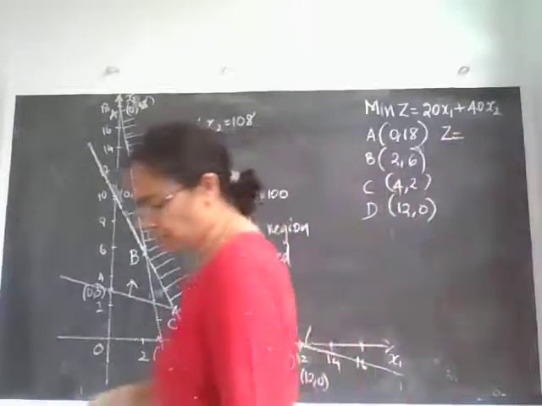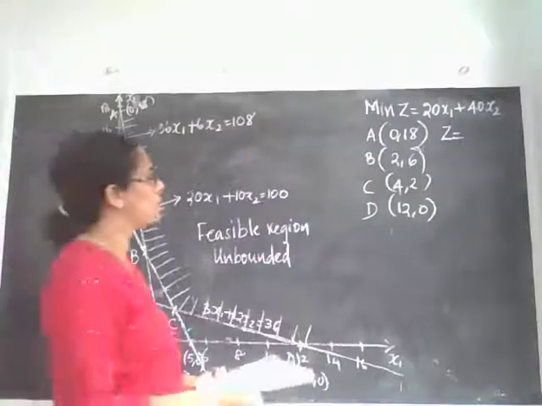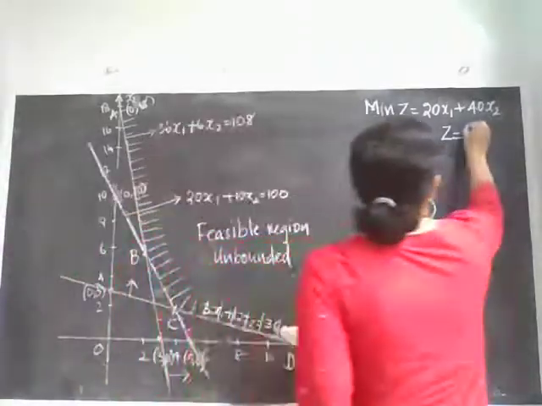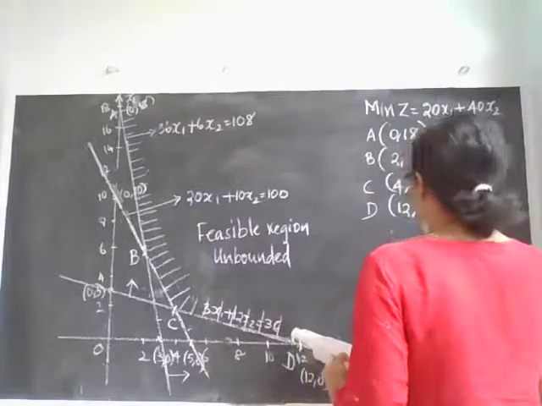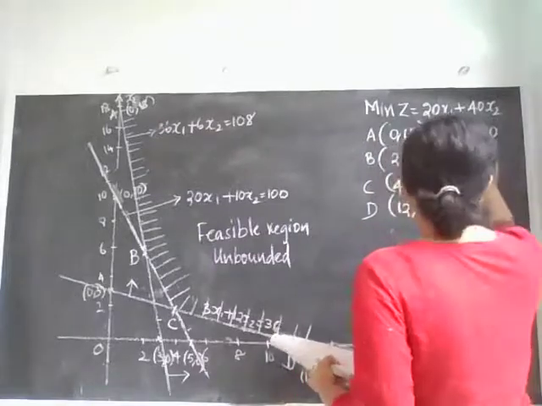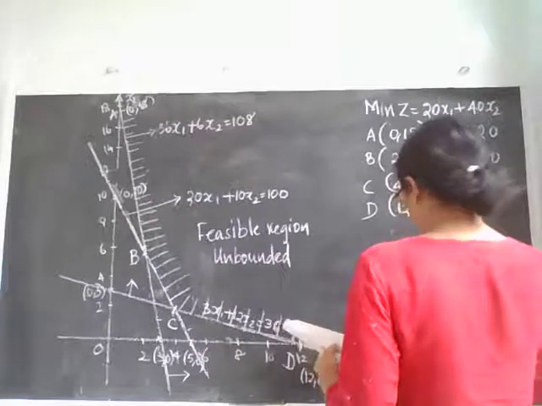I will just write the values. With 0 and 18, the z value is 720. With 2 and 6, the value is 280. With 4 and 2, the value is 160.